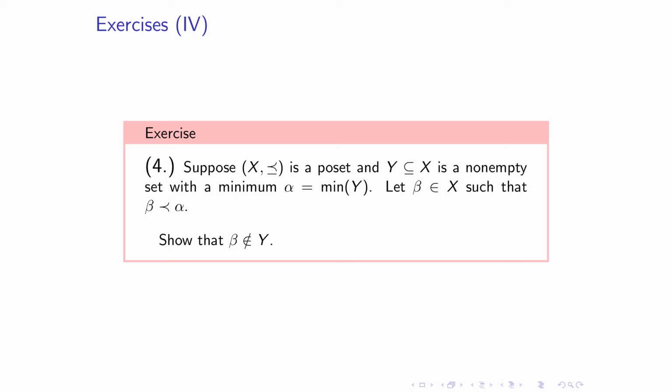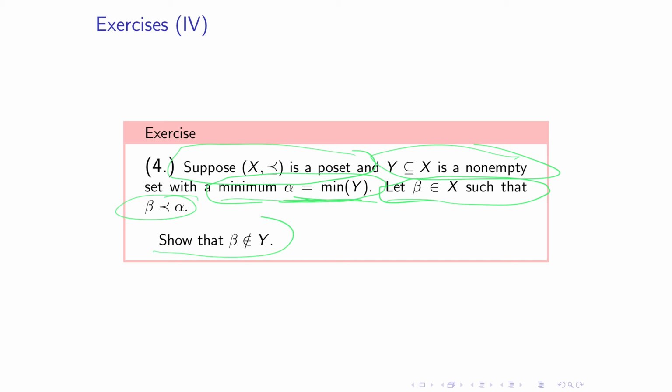And finally, for the last exercise, suppose that you have a poset X ordered by preseq. Suppose that Y is a non-empty subset with a minimum, which we will call alpha, and suppose that beta is some element such that beta is less than alpha. So effectively what I'm saying is, take something which is less than the minimum, and show that this element cannot possibly be in Y. This should be a fairly simple and short proof.